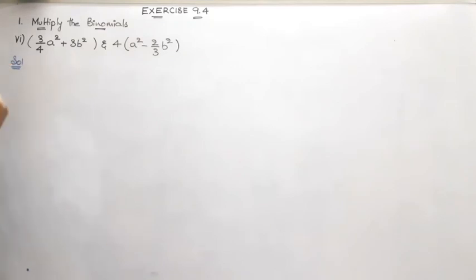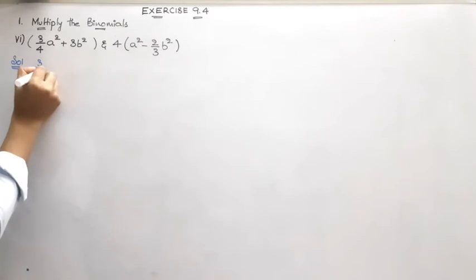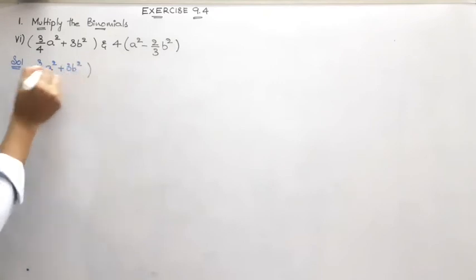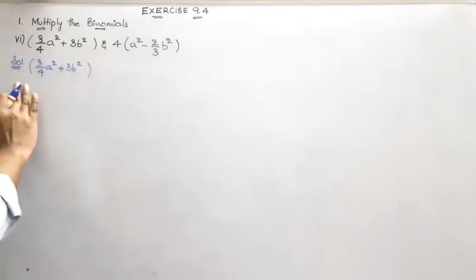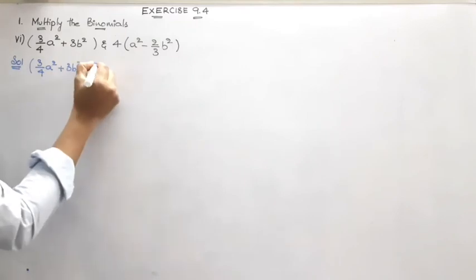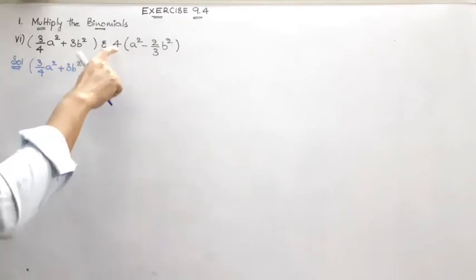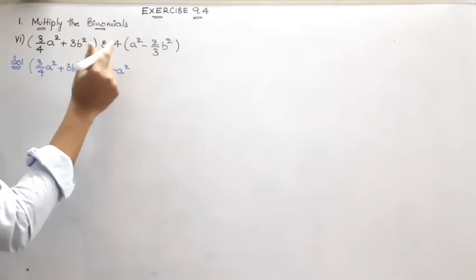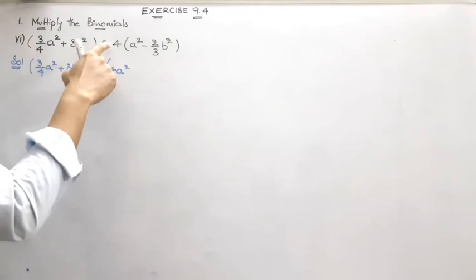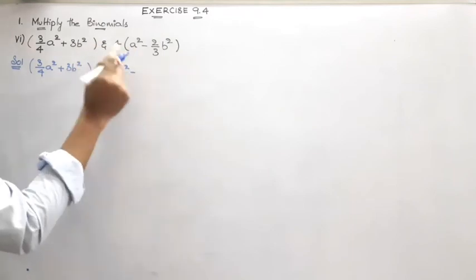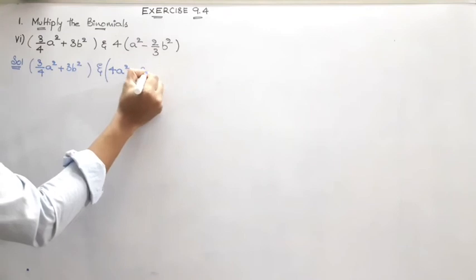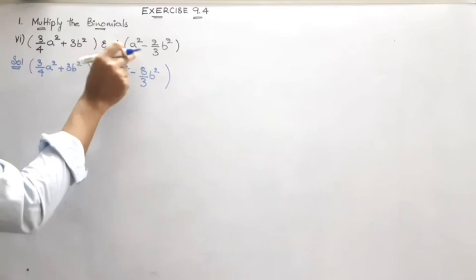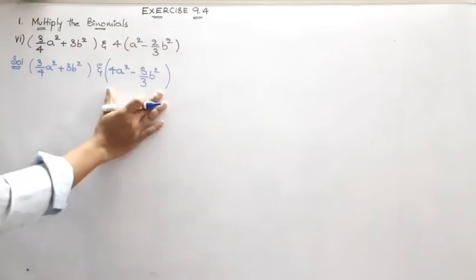That means 3 by 4 a square plus 3b square, we don't have any problem with this, and multiply this 4 into a square, 4a square, plus into minus, minus 4 into 2 by 3, 8 by 3 b square. First we have to multiply these terms, then we'll get a clear-cut binomial.